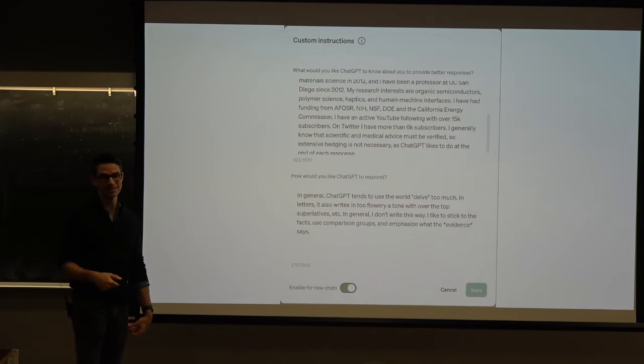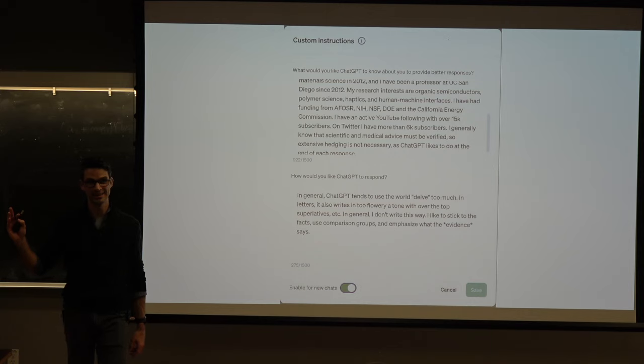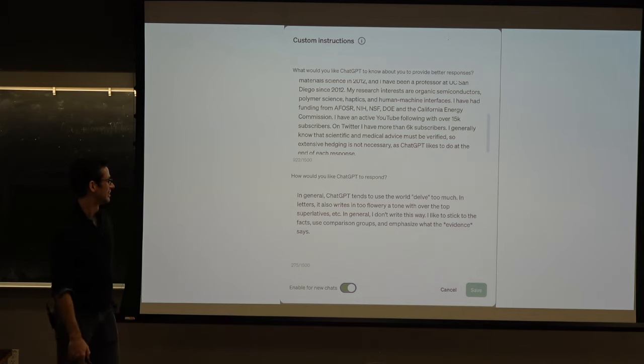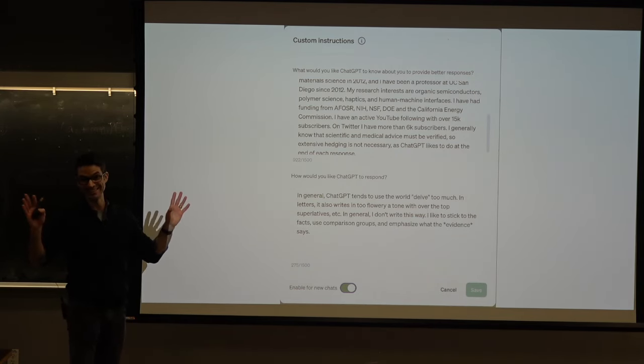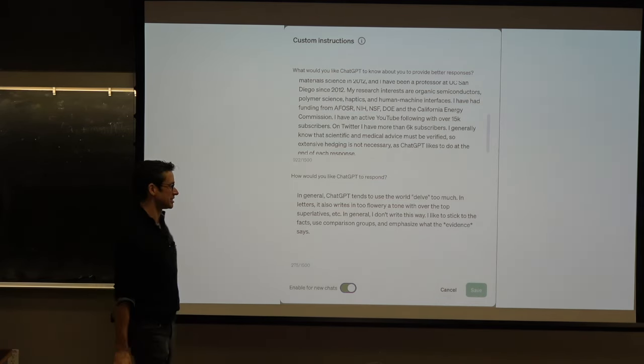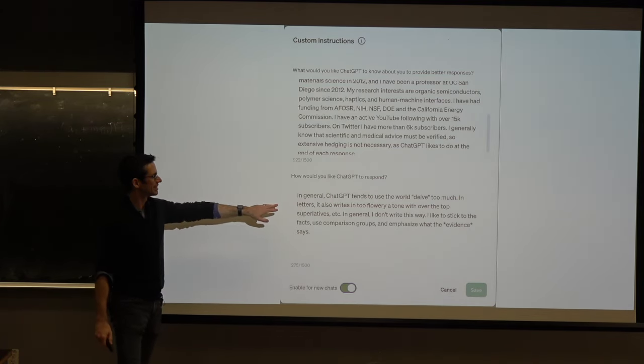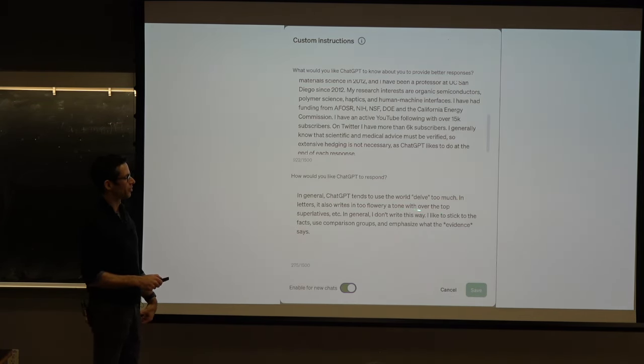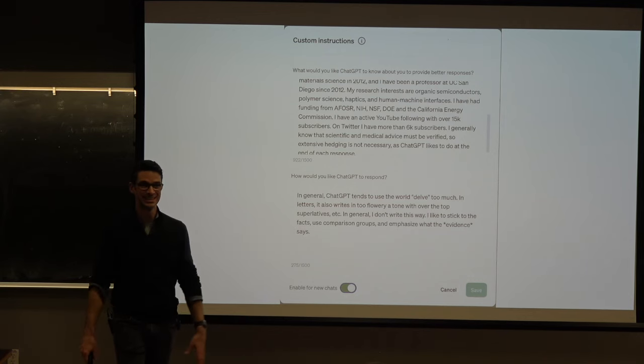How would you like ChatGPT to respond? Because I ask it for assistance with a lot of letters and things, I say, in general, ChatGPT tends to use the word "delve" too much. Ugh. "Certainly" and "delve." If something you read has "certainly" and "delve" in it, it was written by ChatGPT. Anyway, in letters, it also writes in too flowery a tone with over-the-top superlatives, etc. In general, I don't write this way. I like to stick to the facts, use comparison groups, and emphasize what the evidence says, not just "this is."